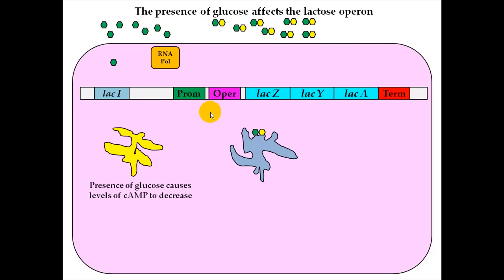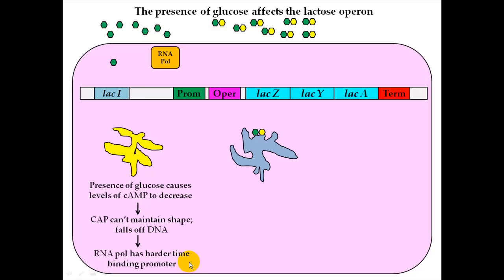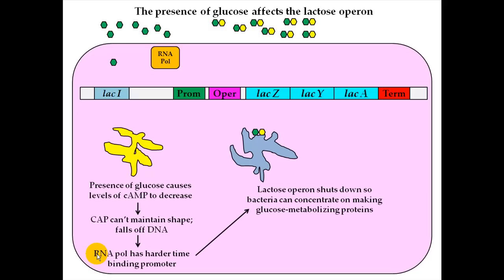All right, to sum up, the presence of glucose causes levels of cyclic AMP to decrease inside of the cell. When there's no cyclic AMP, that means that catabolite activating protein can no longer maintain its shape, so it ends up falling off of the DNA. Once CAP is no longer on the DNA, that means that RNA polymerase has a harder time binding to the promoter. If RNA polymerase can't bind to the promoter, that means that the lactose operon ends up shutting down, so that the bacteria in this case can concentrate on making glucose metabolizing proteins instead of lactose metabolizing proteins.